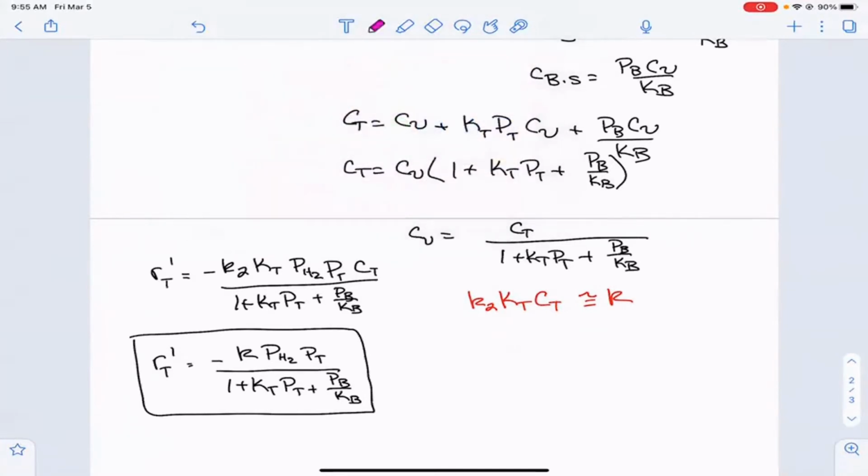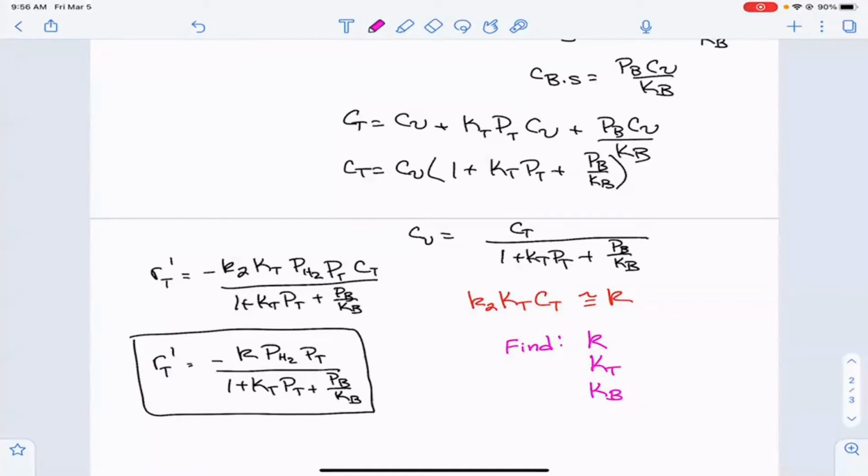And now what we need to do is find the values for the relevant equilibrium constants and the rate constant. So essentially what we need to do is use the experimental data to find K, to find KT, and also to find KB. Okay. So before we do that, I just want to open this up to you guys so you can ask any questions that you have about what we've done so far or how it relates to what we did last time.